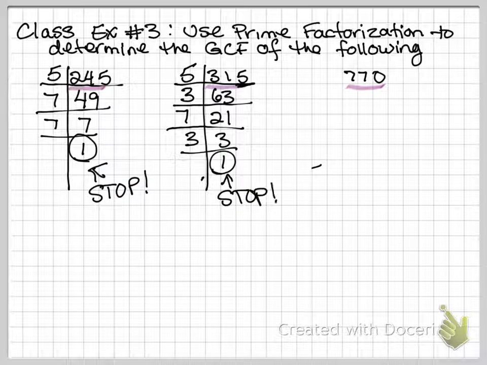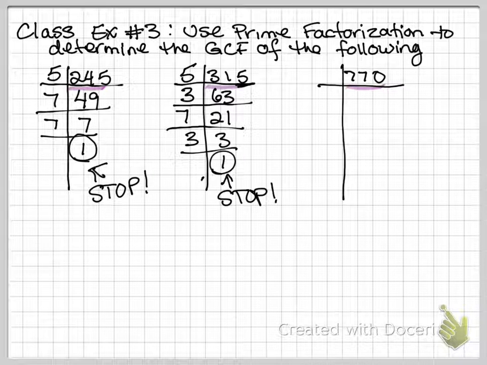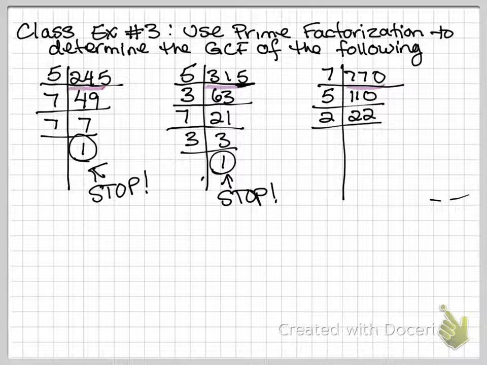All right, let's do it for this last one, 770. With this one, a good place to start is 7. This can be divided by 7, which would give me 110. 110, I can divide that by 5. And when I do that, I get an answer of 22. 22 divided by 2 is 11. And then 11 divided by 11 is 1. Again, I'm at a 1, so I can stop.